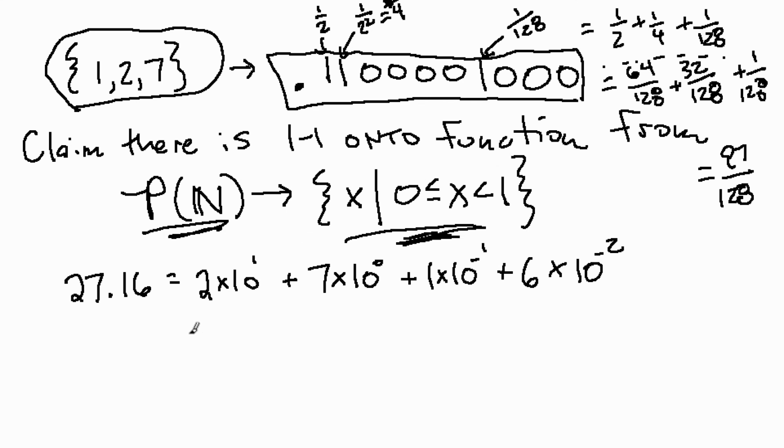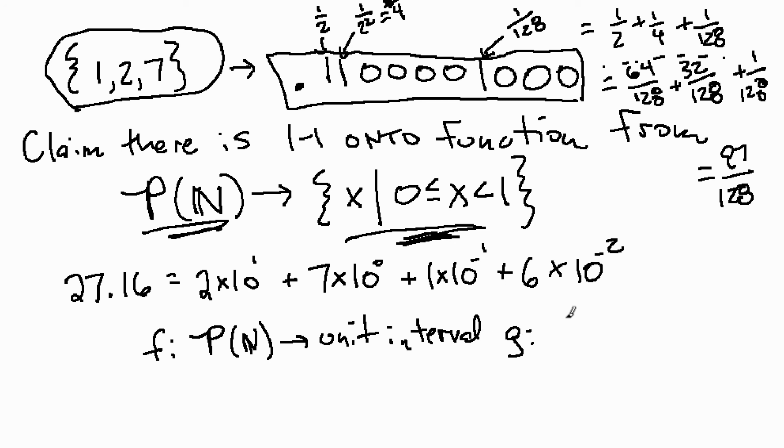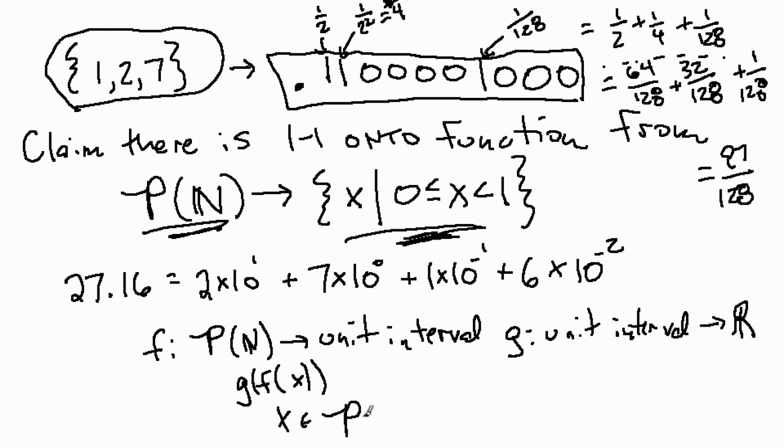Well, actually, if you think about it, we've done something pretty cool. We have a function here, f, that takes P of N to the unit interval. And if you remember the last slide, we had a function g that takes the unit interval all the way to R. So this is a one-to-one onto function. This is a one-to-one onto function. So if I come over here and talk about g of f of x, where x is contained in the power set of N, this actually maps the power set of N all the way over to the real numbers.